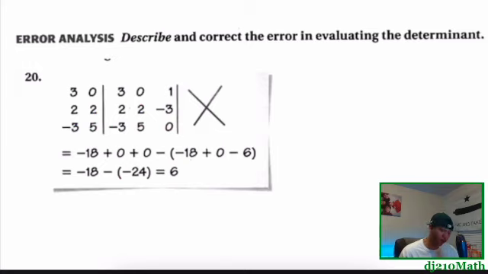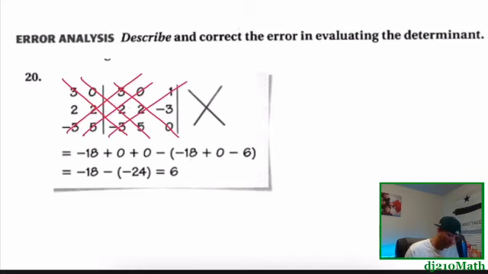Describe and correct the error in evaluating the determinant. So they're using the second method, the diagonal method. All right. The deal here is that a rookie, haha, will start just multiplying the diagonals right now. Negative 18, 0, 0, minus negative 18, 0, 0, or negative 6 rather. Okay. Which is correct, right? Like the process is correct.